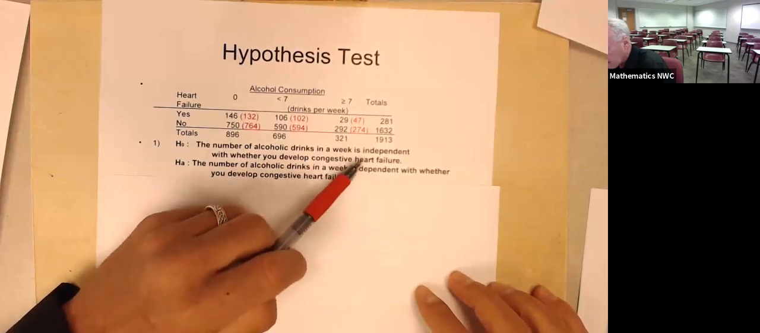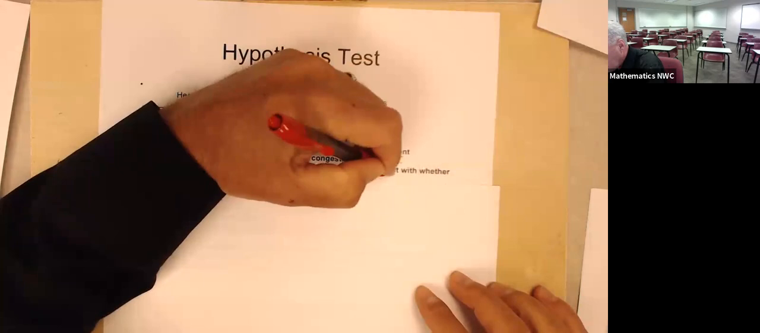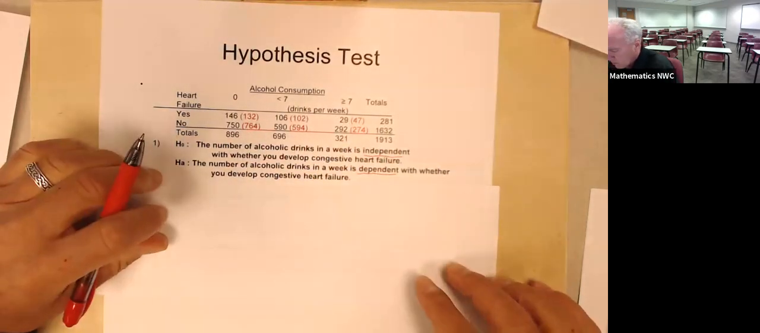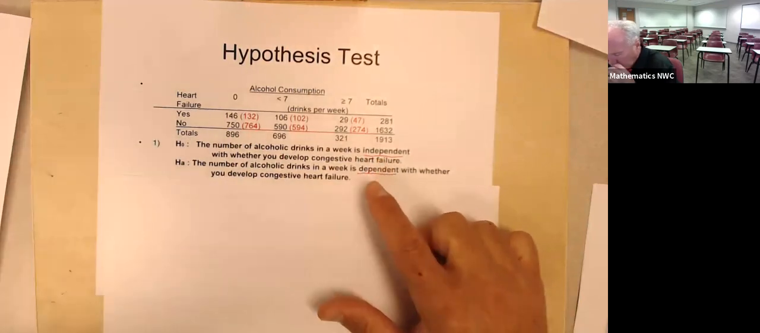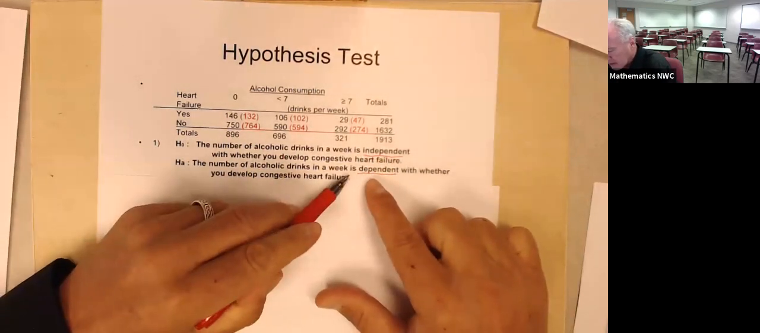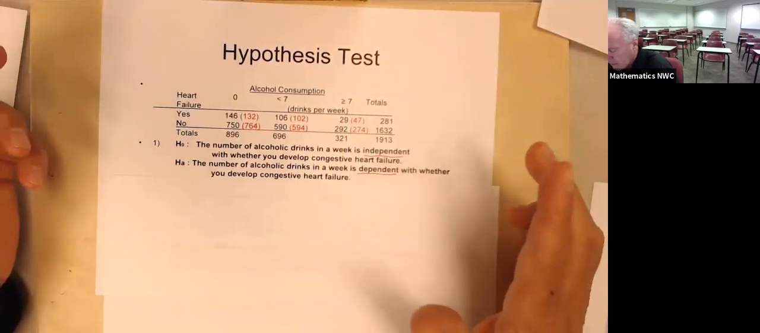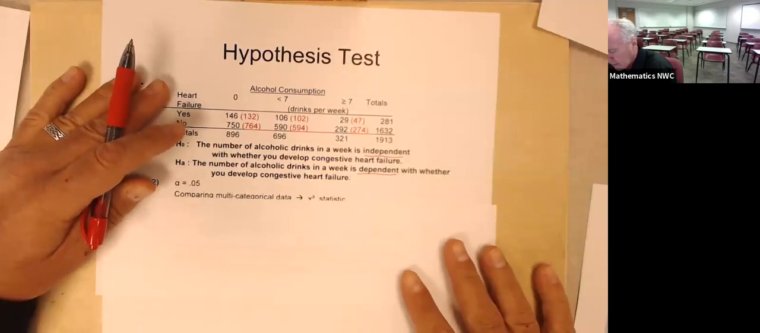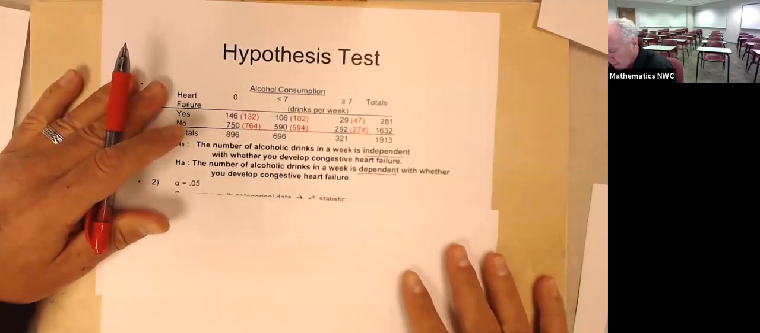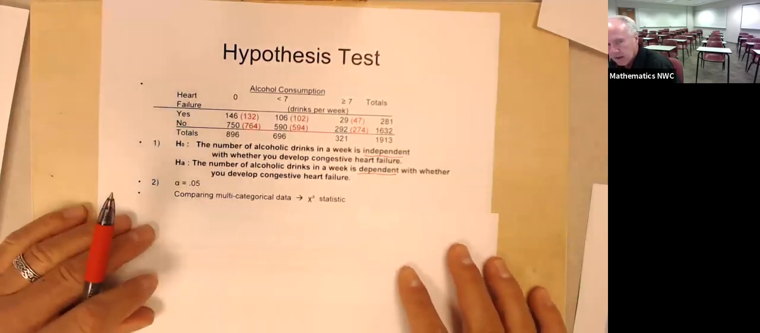These 2 are identical except one is independent. Don't get them switched up. The other one is dependent. I don't know how you want to keep those straight, but you put this one with the null and this one with the alternative, or you lose 3 out of 15 points. You messed it up. So they have to be in the correct category. Alpha level is 5%. We're comparing multi-categorical data, chi-squared.